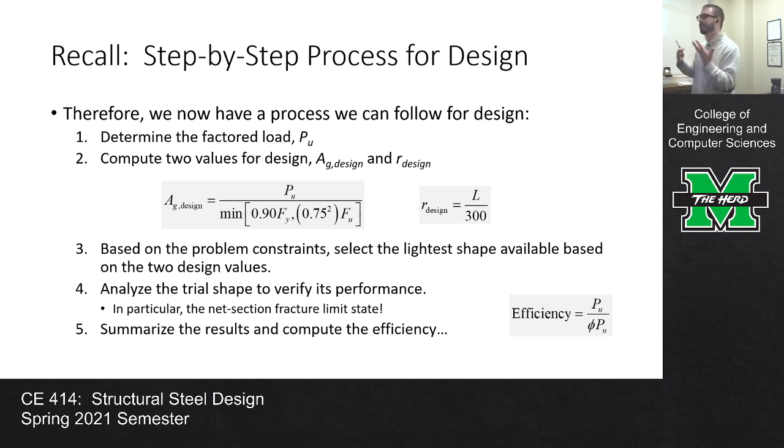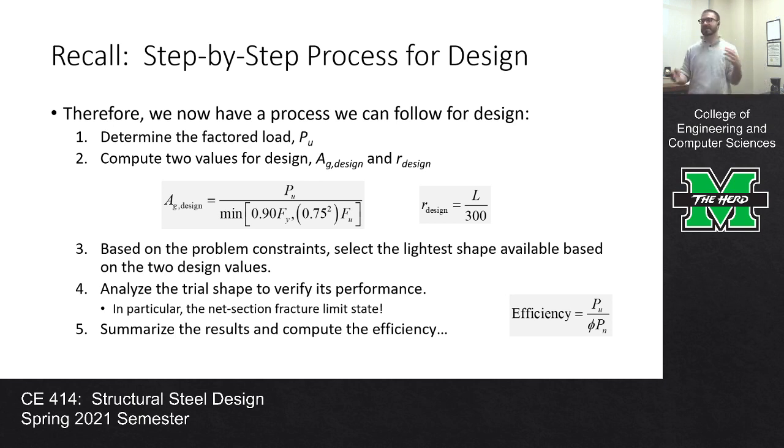Okay, so let's make sure that we're clear on the step-by-step process for design. We're going to start off by computing a factored load, and then we're going to compute two values for design, a gross area and an R value. So basically we're solving for the properties that we're looking up. What's the required gross area? What's the required radius of gyration? Based on those properties and whatever problem constraints we have, we're going to select the lightest shape that's available. And then we're going to analyze that shape to verify its performance.